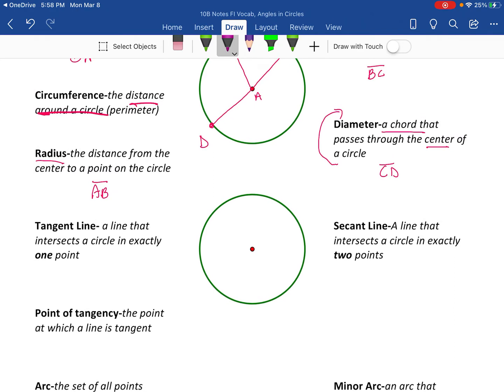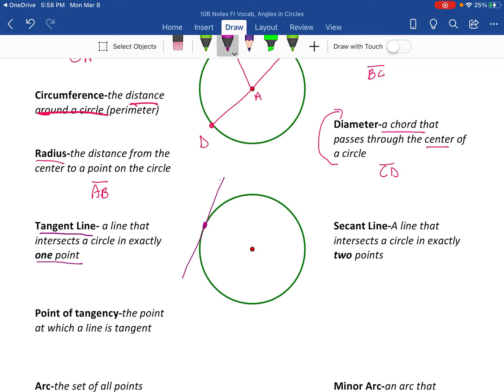So the next thing is called a tangent. I know we talked about tangent in trigonometry. They do have a tie-in, but we're not quite ready to explain that to you. It gets a little bit complicated. So a tangent is a line that intersects a circle in exactly one point. So it's a line and it can only intersect it in one point.